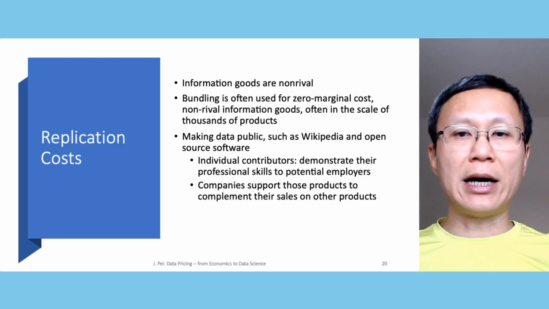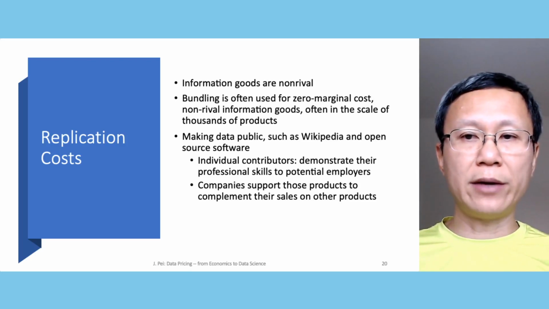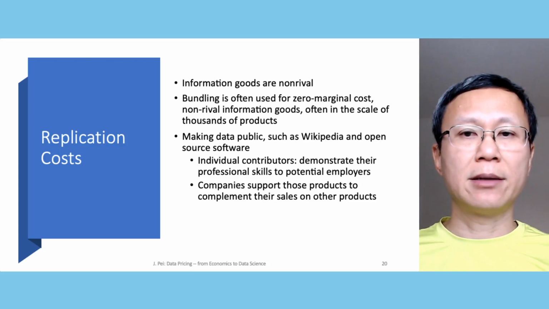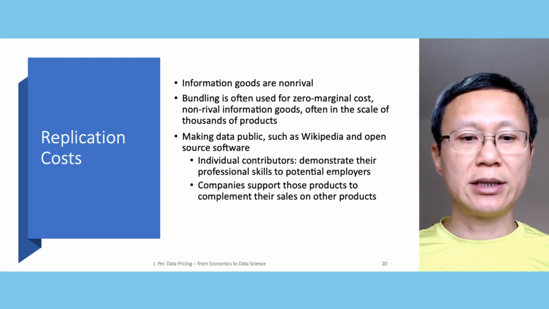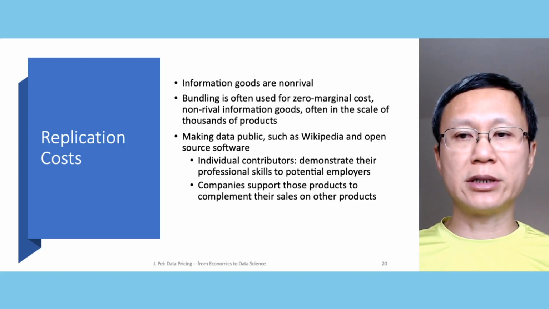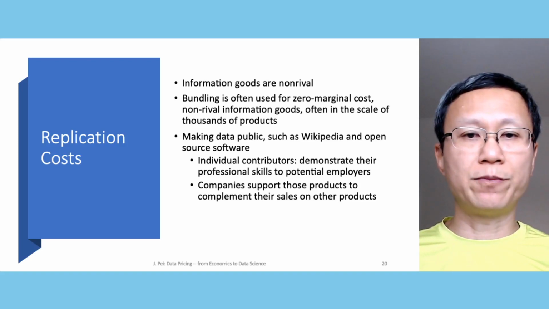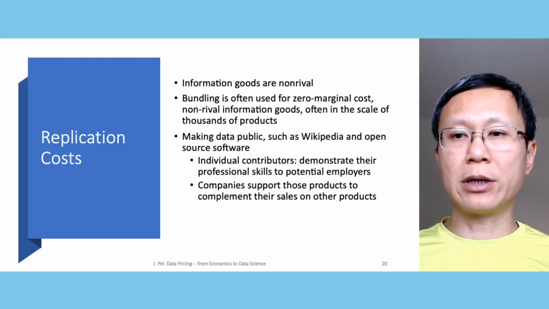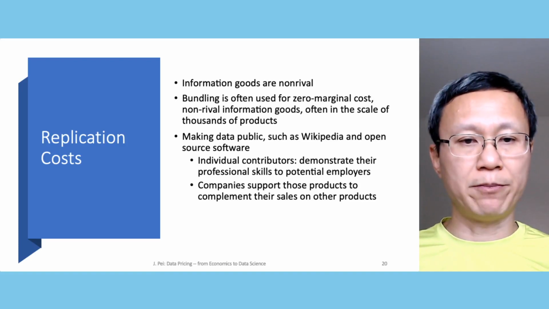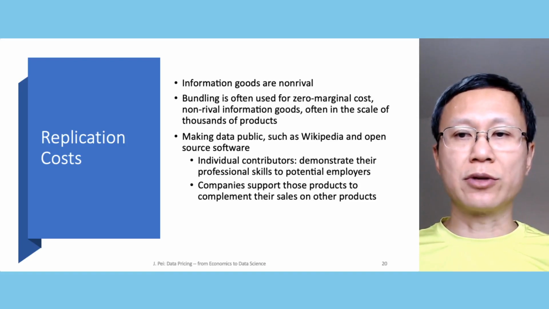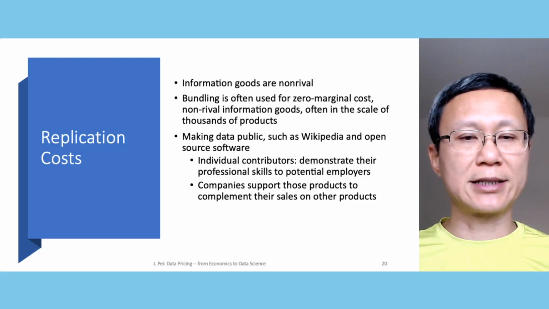Due to the zero marginal cost and non-rival property, many information goods are made publicly available, such as Wikipedia and open source software. People contribute to open source or publicly available digital products and data to demonstrate their potential skills to potential employers. Companies support those products to complement their sales of other products.